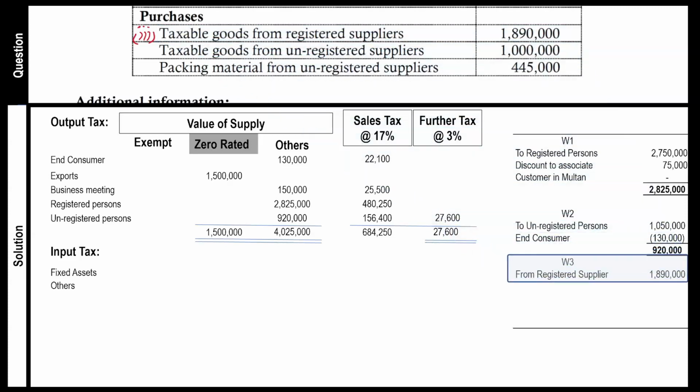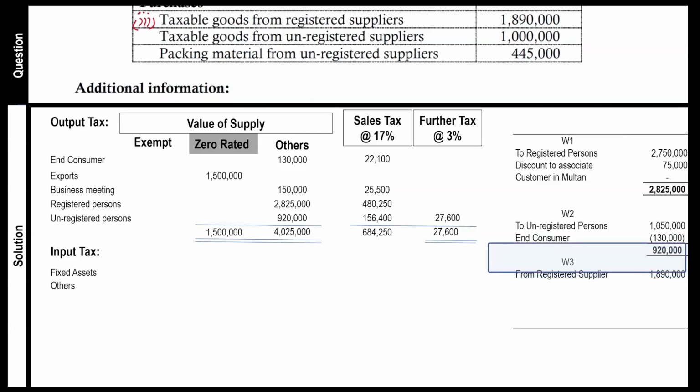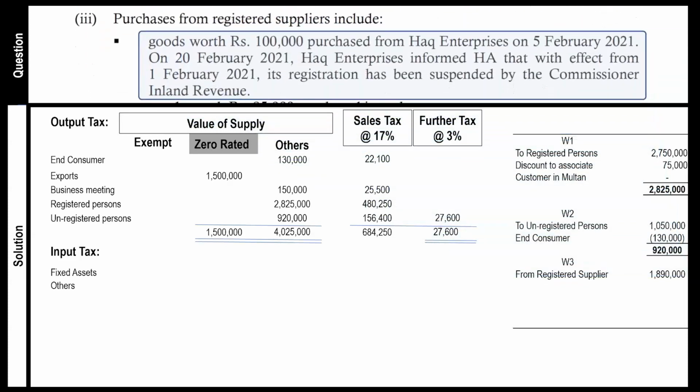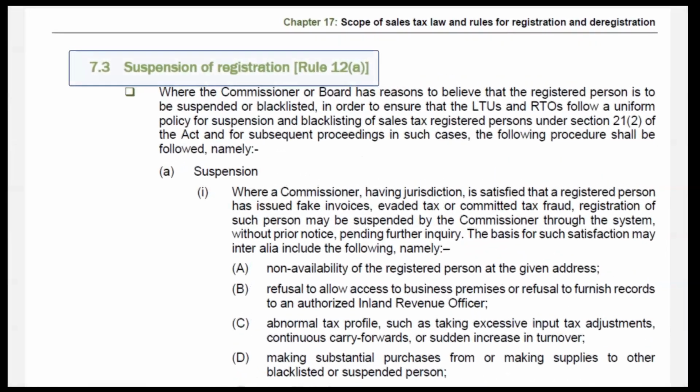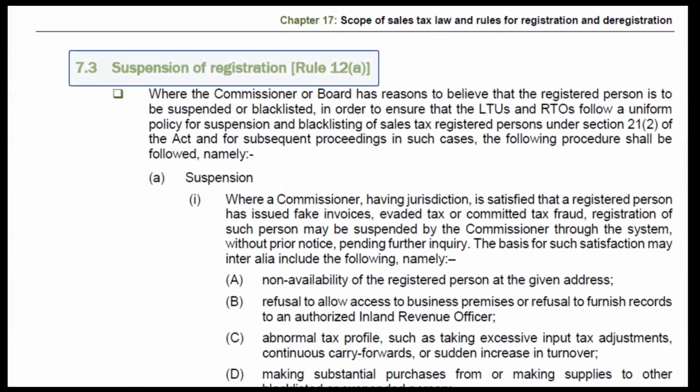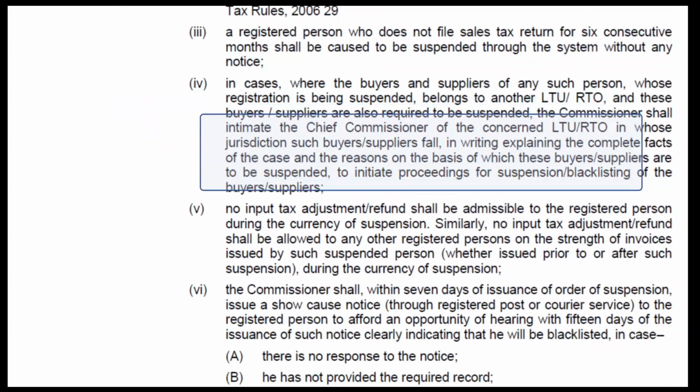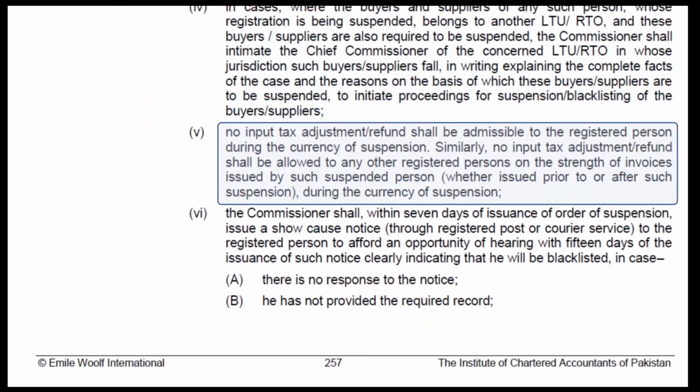Now read para 3 of additional information. It tells us about a purchase whose supplier had some problem in maintaining his registration. The commissioner has suspended his registration. Recall study text. Refer to topic of suspension of registration. It has been mentioned that if registration of a supplier is suspended, then the buyer cannot claim input tax on purchases made from such supplier. Read this para carefully. You can pause video to read it.